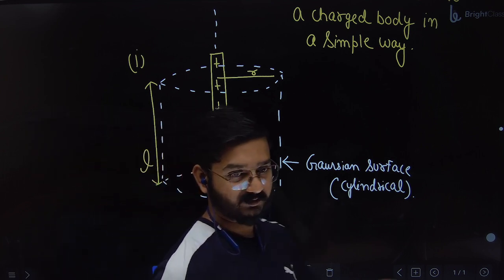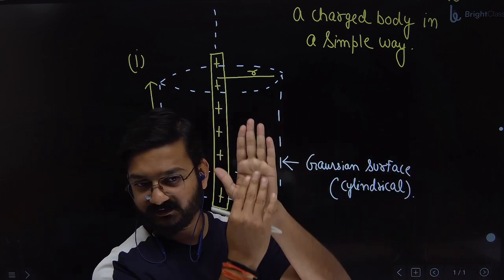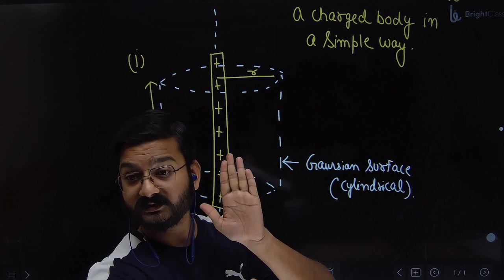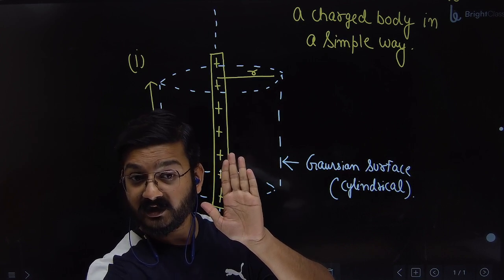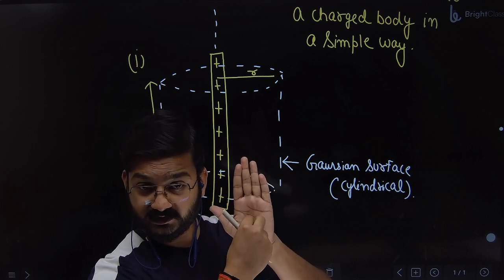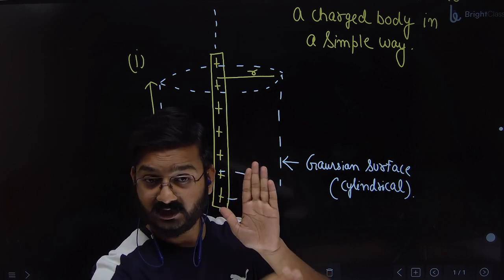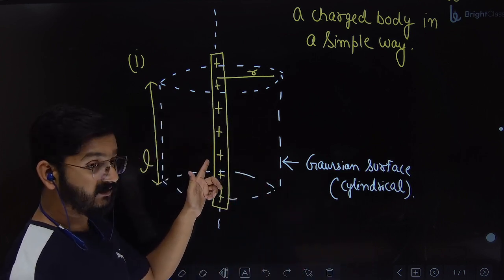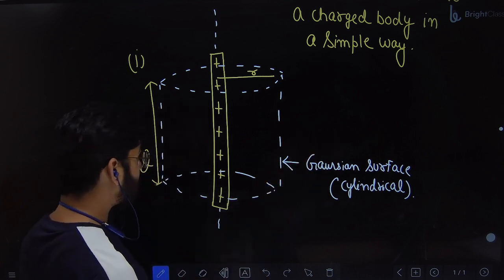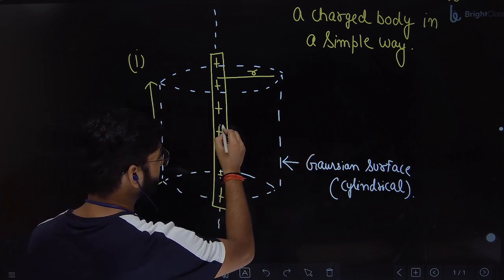Suppose this surface is positive. There is positive charge here, okay? Electric field moves away from positive charge and comes towards negative charge. For negative, it will come towards; for positive, it will move away. So this is positive. Will the electric field lines move away or towards? Away. Electric field lines will move away.